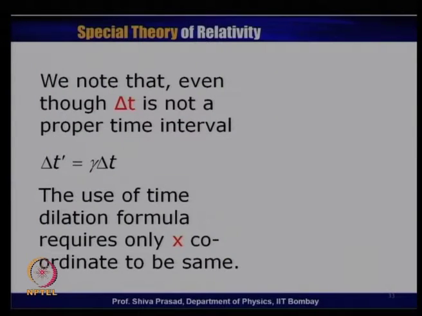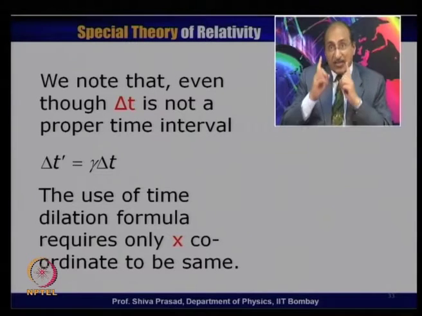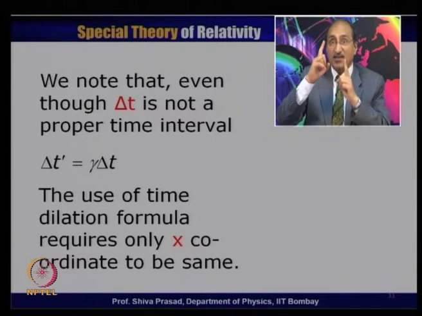However, there is one very interesting thing which you might have noticed. When I calculated delta t prime, it so happened that delta t prime turned out to be just equal to gamma times delta t. Even though strictly speaking delta t is not a proper time interval, because these two events as far as S frame is concerned, they occur at the same value of x, but they do not occur at the same value of y. So, two events are not occurring exactly at the same location. There is a difference in the y.